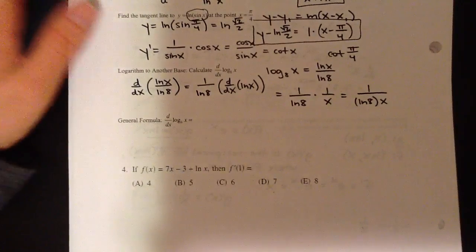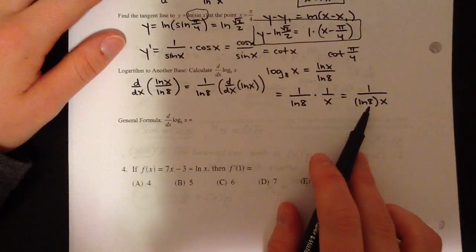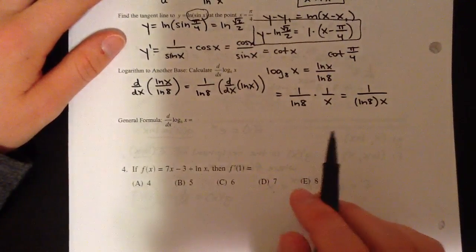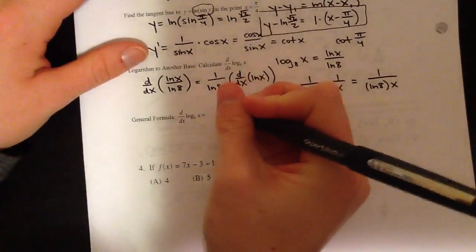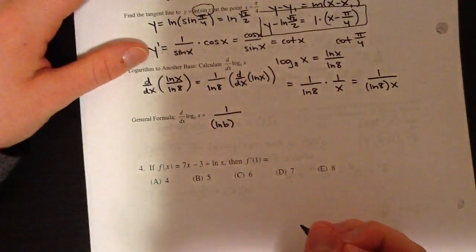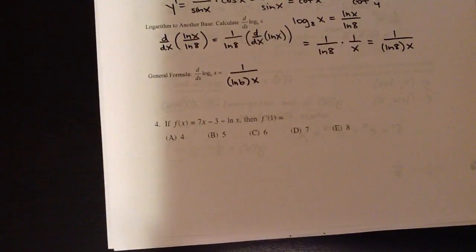So my general formula, if I've got some sort of base other than e, it just goes right here. Keep in mind, if that were an e, then it would still be just 1 over x. So my general formula is the derivative, I get 1 over, my coefficient is going to be the natural log of b, which is, again, just a weird, irrational constant, and then times x. So that's my derivative.